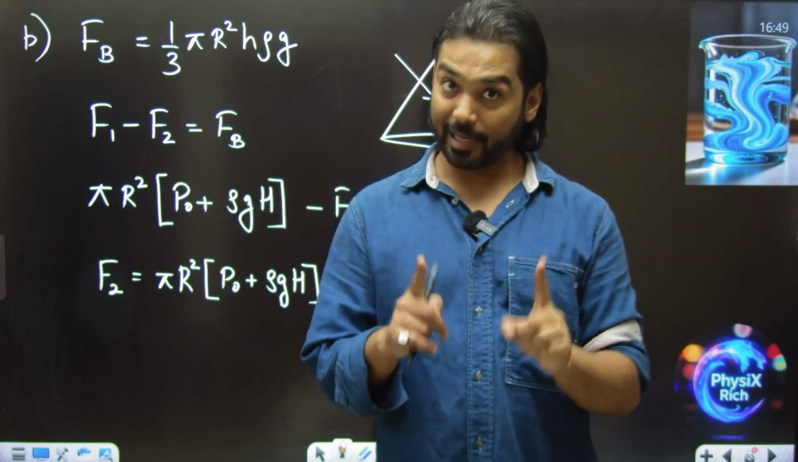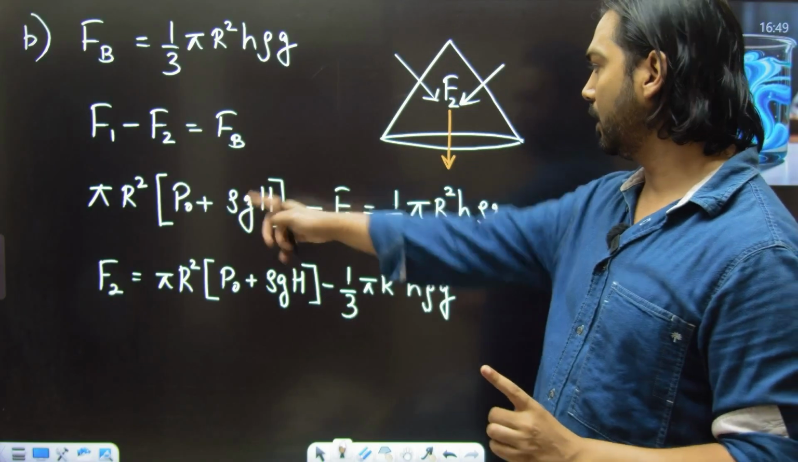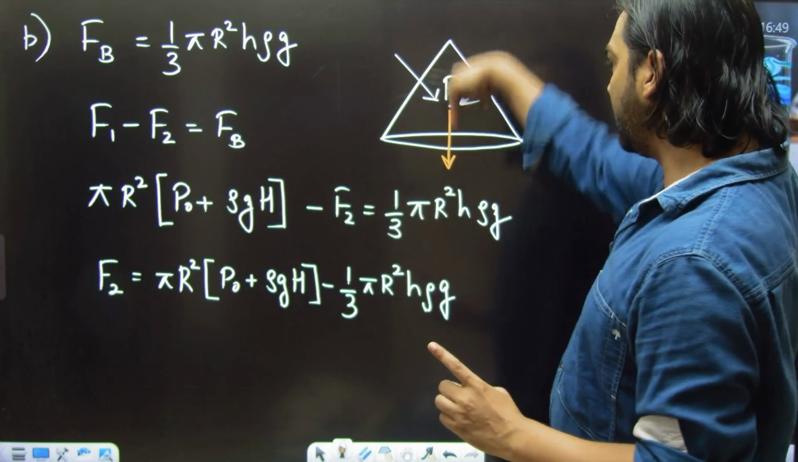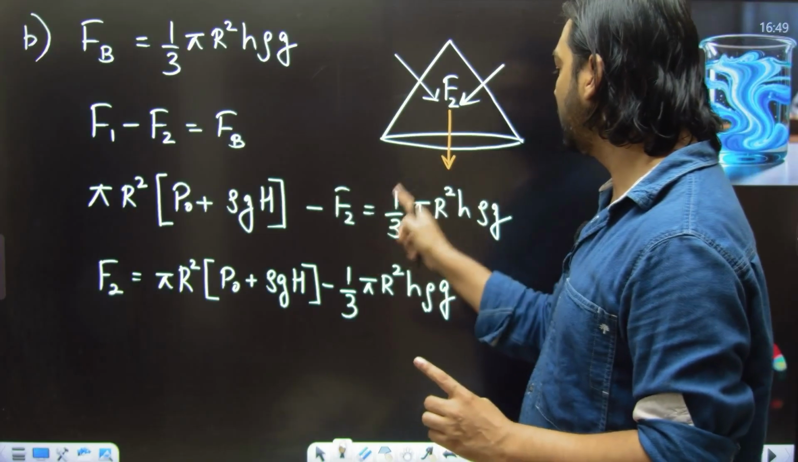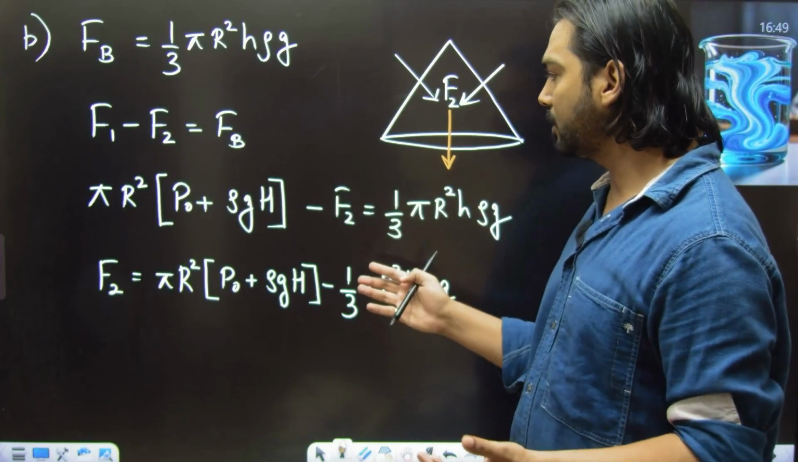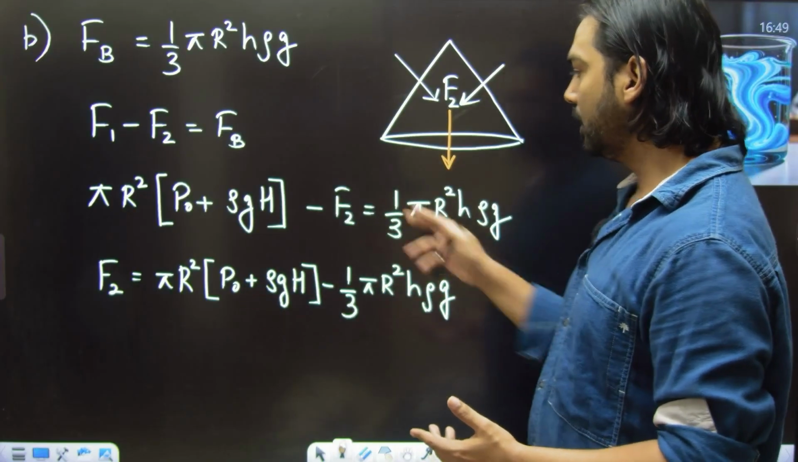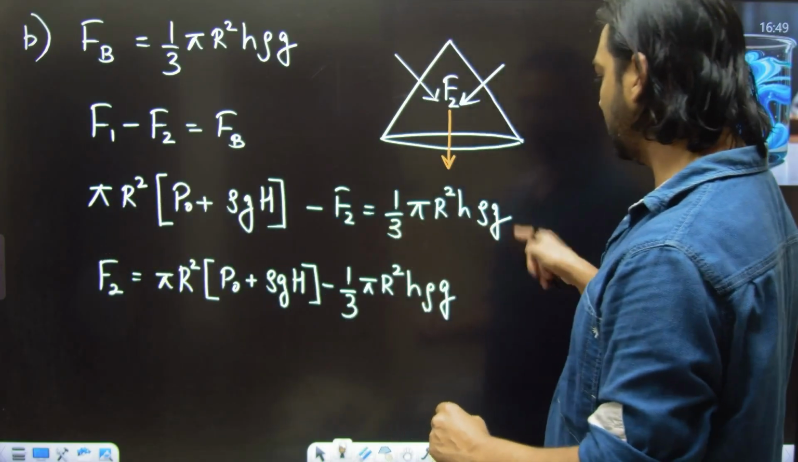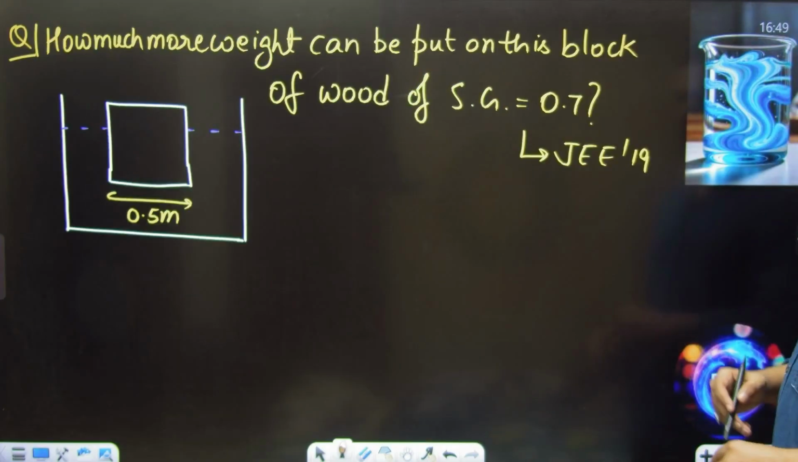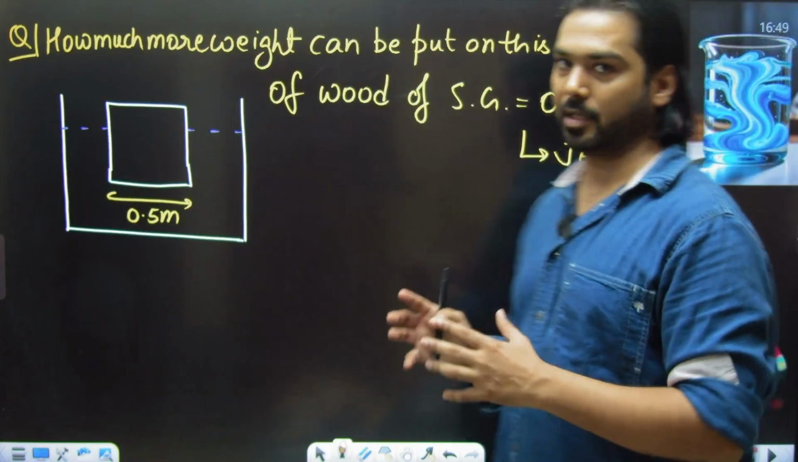Pressure multiplied by area is force, right? That's what we have done over here. So this is the upward force minus F2, which is the downward force. We are interested in this F2, and that should be equal to the total buoyant force. And that's it. You can leave the answer in this manner, that F2 will come out to be this minus this. Okay. Let's take a look at another question.